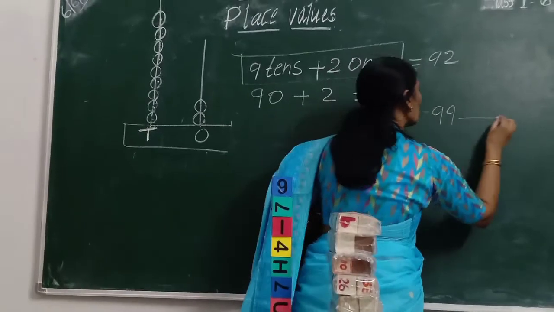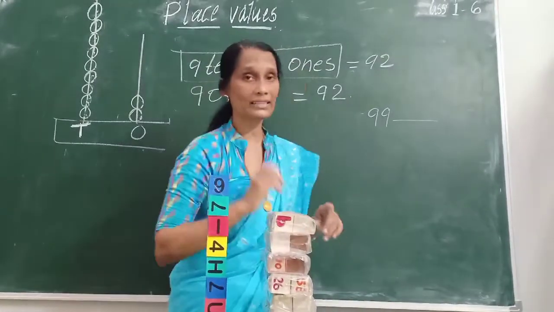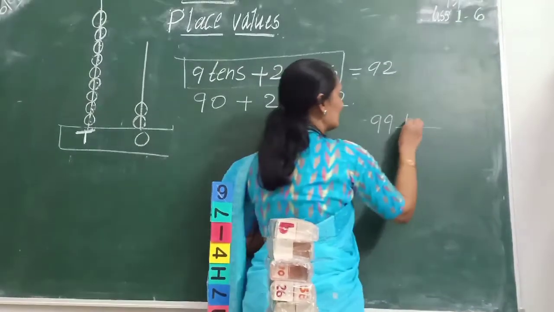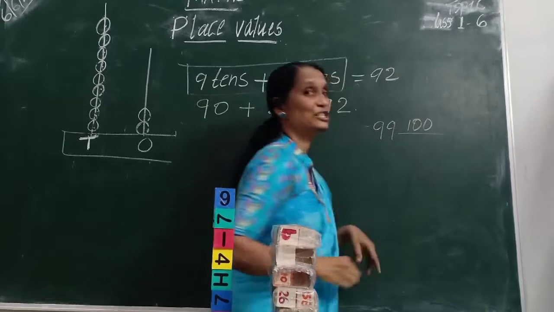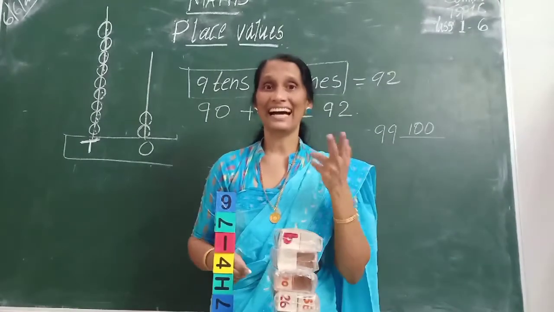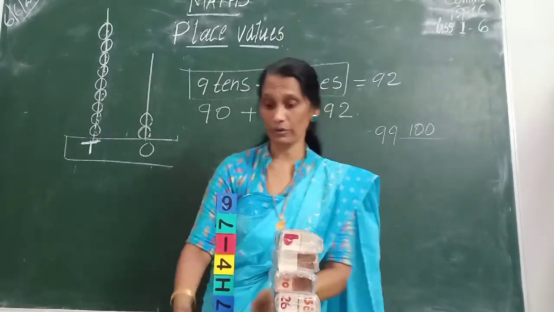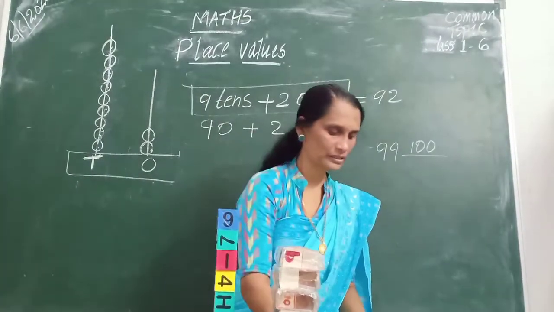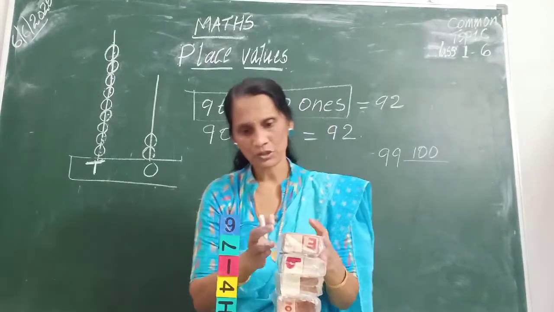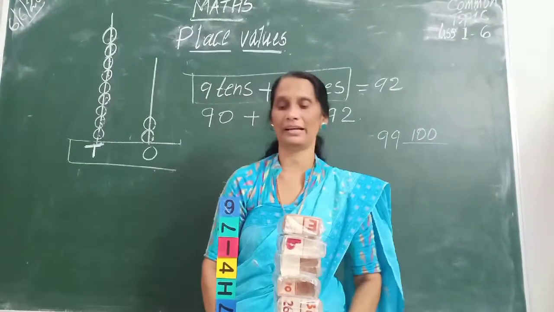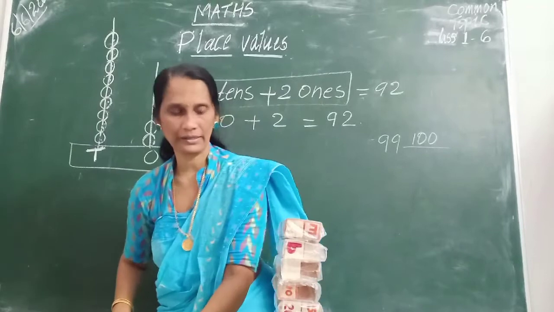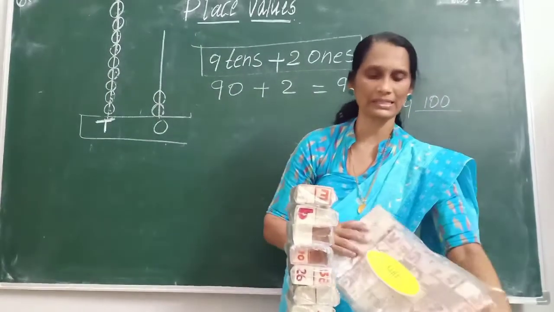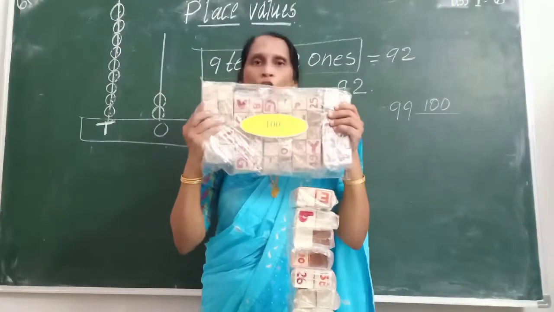Then if I add one more, what is the number after 99? What comes after 99? Super. 100. The number after 99 is 100. Then how will we show it? When it comes to 10, we show it with another block. So it became 100. Okay, this is 100. When it is 100, we have to represent it by a single block.